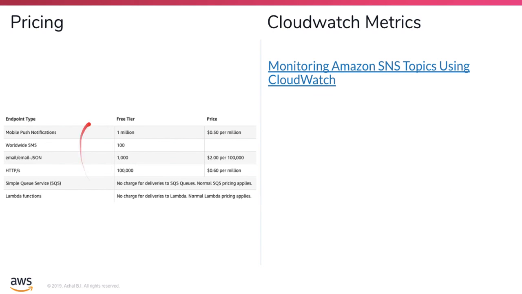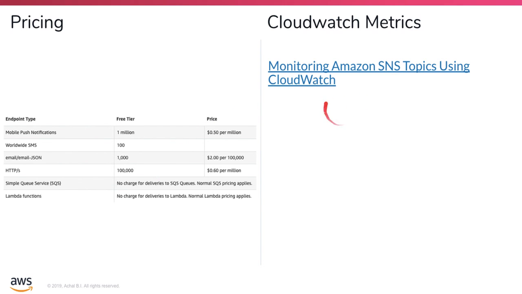So there are different pricing for each type of endpoint, and there is a free tier for it as well. This free tier is based on month, and you get 1 million free messages per month for mobile push notifications. And you get 1000 emails as part of the free tier, and 100,000 HTTPS requests.